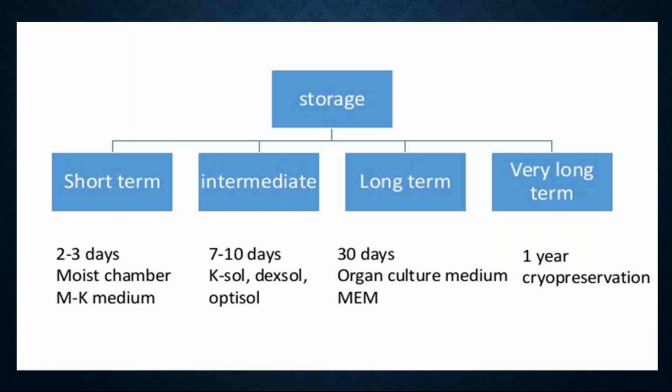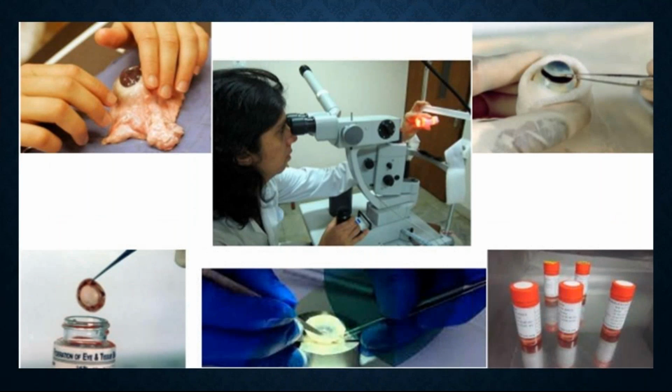Storage medium: short-term storage, intermediate storage, long-term storage, and very long-term storage. Short-term storage for 2 to 3 days in MK medium, McCarey-Kaufman medium, or moist chamber method. Intermediate storage is 7 to 10 days in Kaza, Dexsol, or Optisol medium. Long-term storage is 13 days, organ culture medium. Very long-term storage is up to 1 year for cryopreservation. There are the various storage media: MK medium, Dexsol, Optisol medium, organ culture medium, and cryopreservation.